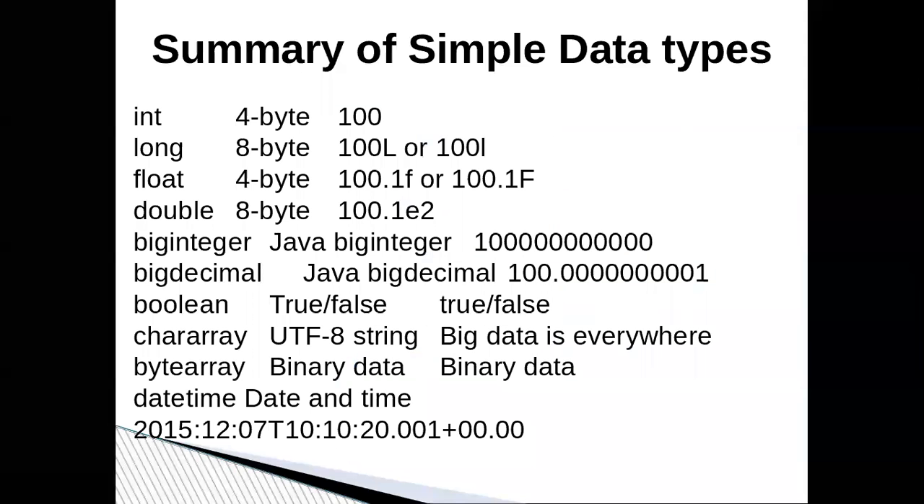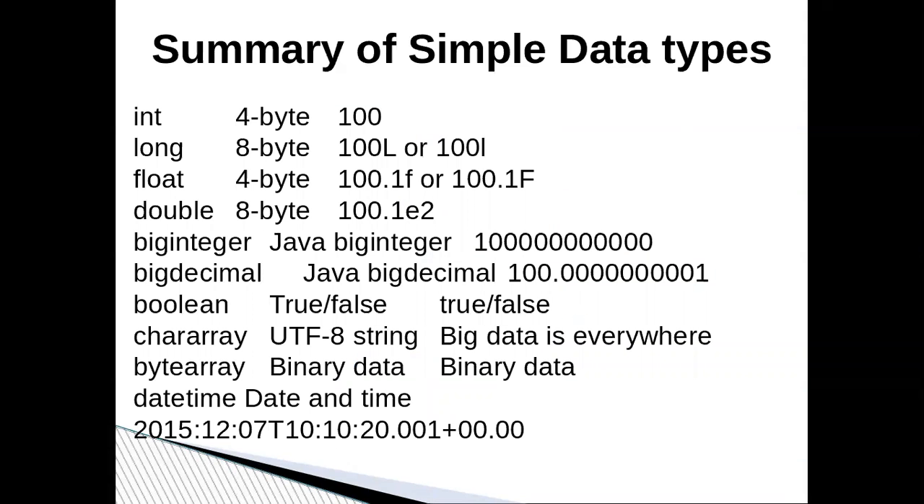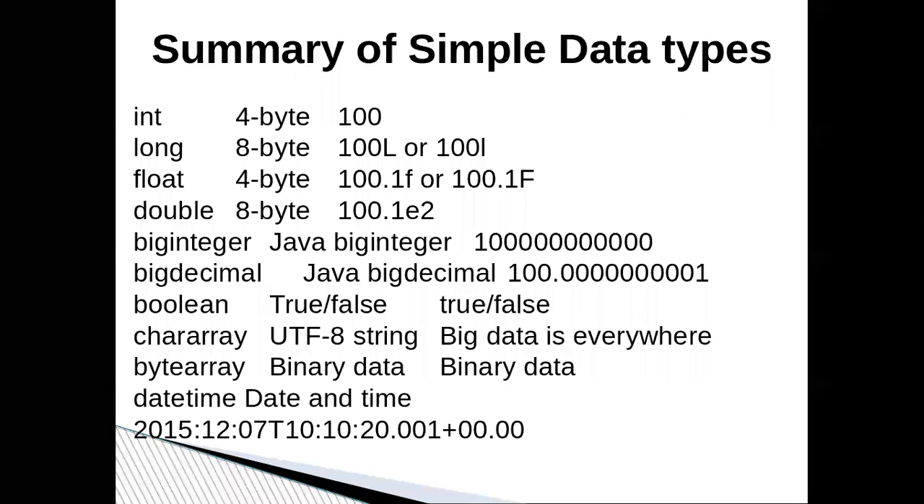Since Pig, Hadoop, is based on Java, you can see the similarity in the data types. We have the simple data types: int, long, float, double, biginteger, bigdecimal, boolean, chararray, bytearray, datetime.